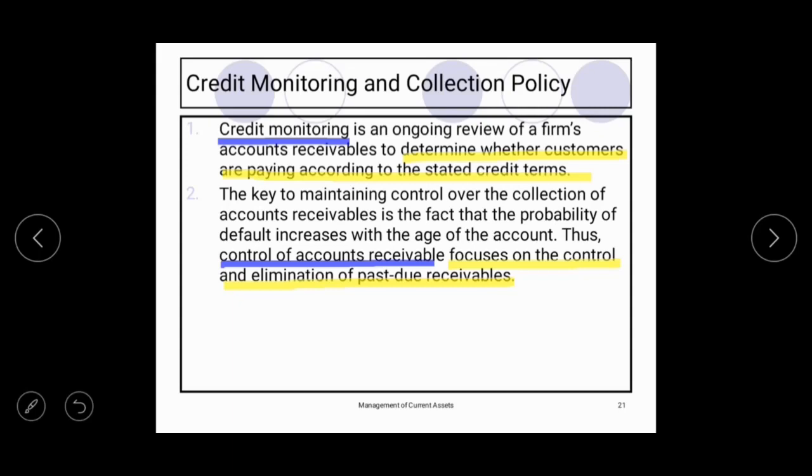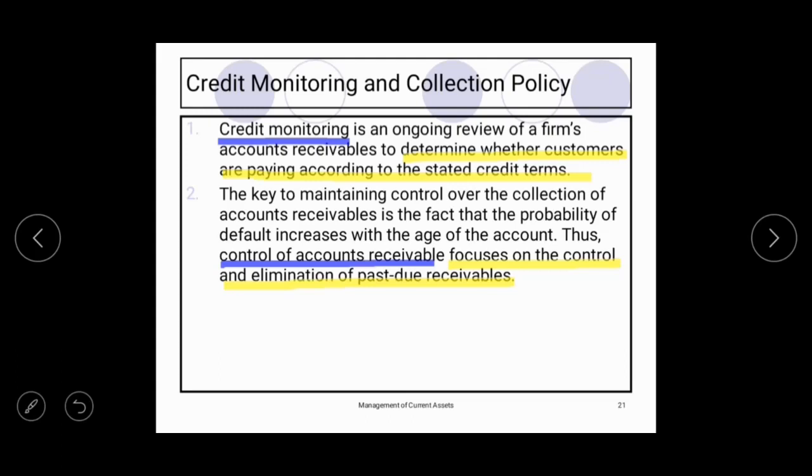So, what is the function of credit monitoring? Credit monitoring is about a firm will review or study their customers, whether their customers already pay according to the stated credit terms. Senang kata, sama ada diorang punya penghutang dah bayar dalam tempoh masa yang diberi atau belum.